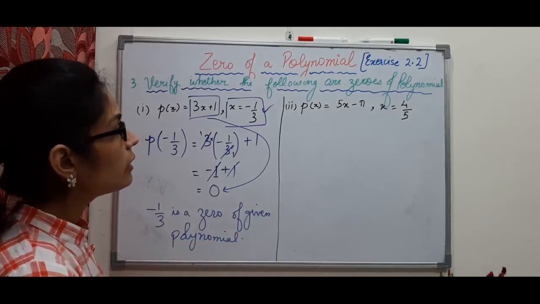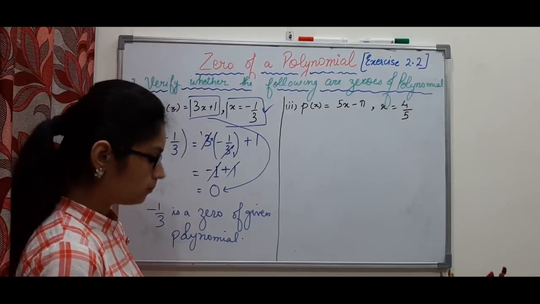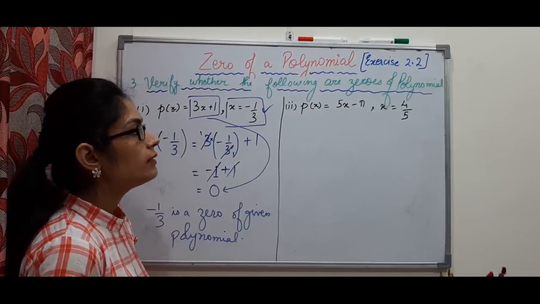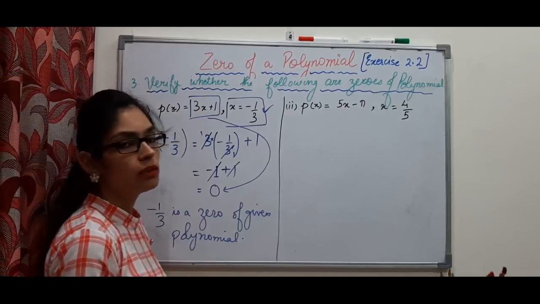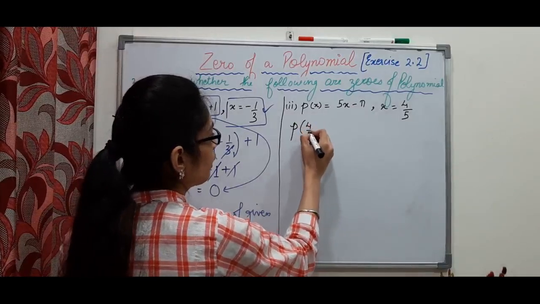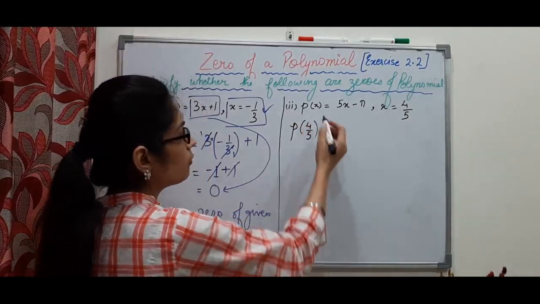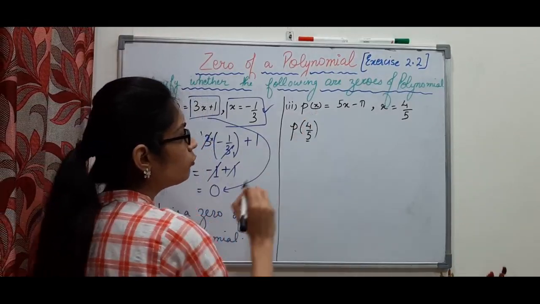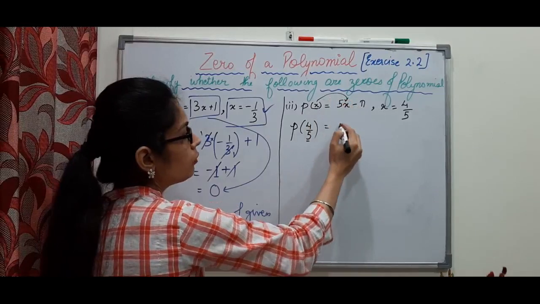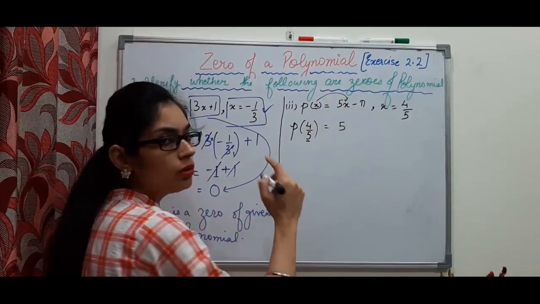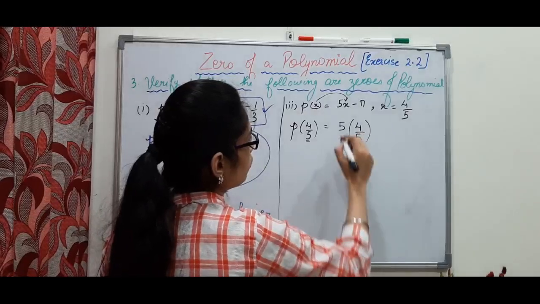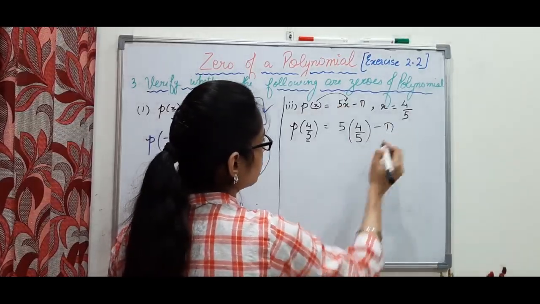So p(x) is equal to 5x minus pi. In the given expression, again the variable is x, and you have to check for x equals to 4 by 5. So I will write p(4 by 5). This is how you have to write. Wherever you are seeing x, now you have to write 4 by 5. Earlier you were writing x here, but now 4 by 5 should come. So in place of x, I have written 4 by 5 minus pi.